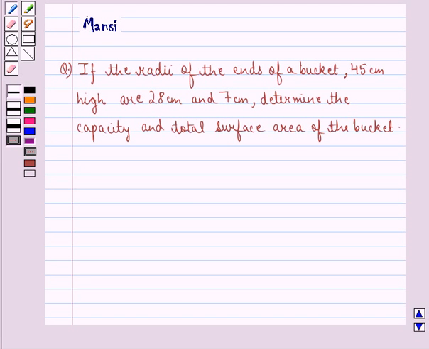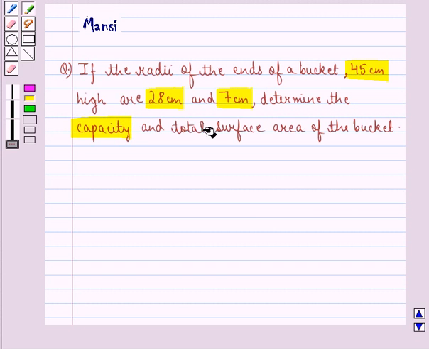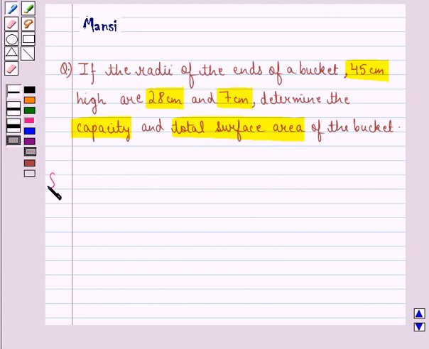Let's work out the following question. The question says, if the radii of the ends of a bucket 45 cm high are 28 cm and 7 cm, determine the capacity and total surface area of the bucket. So let us start with the solution to this question.